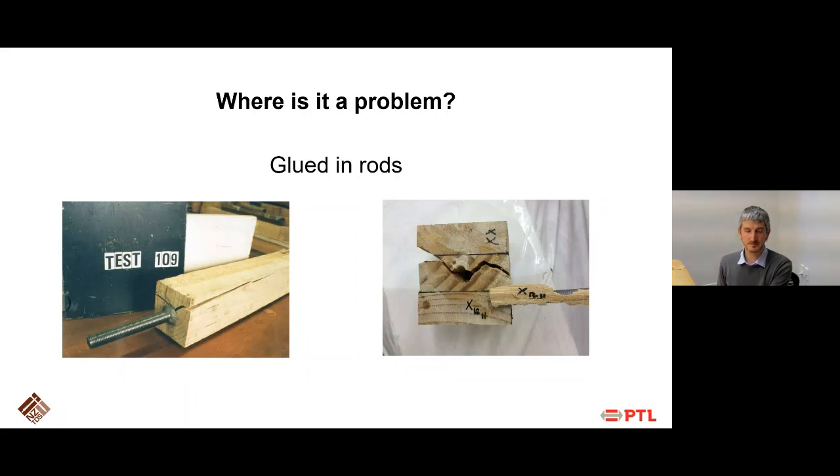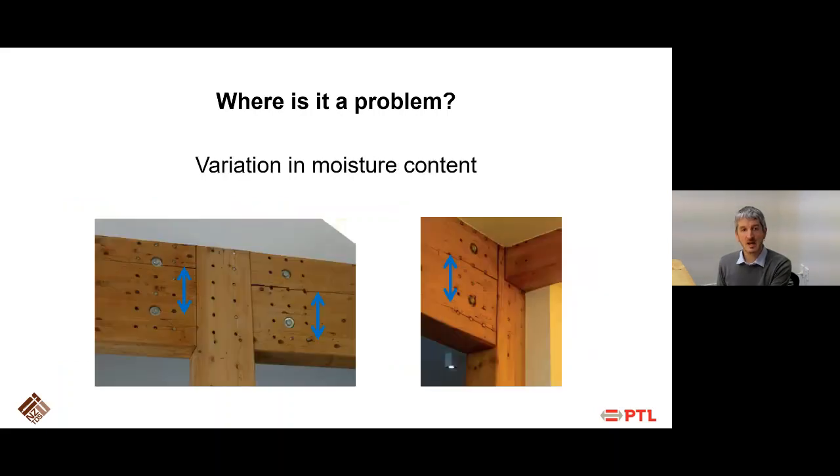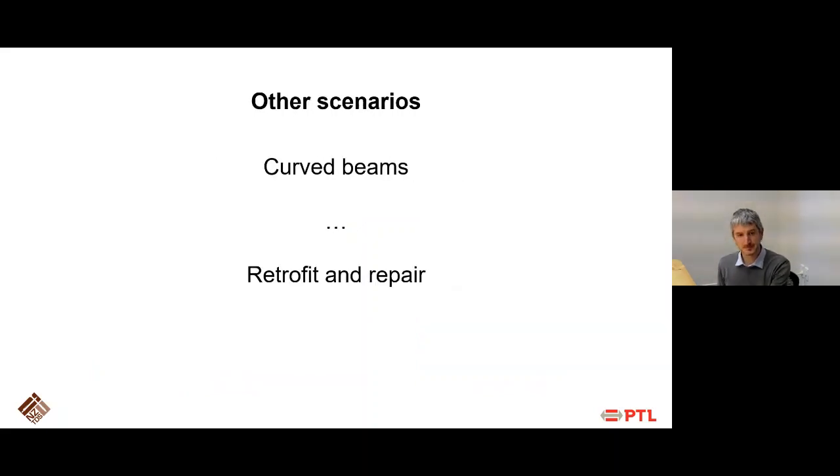They're not as typical, but they could occur, and there is ways to reinforce for this as well. Glued-in rods also have a tendency to attract brittle failure modes when they're heavily loaded. And when we have variation of moisture content. This is because timber is also a hygroscopic material, so it will absorb and release moisture and therefore shrink and swell. If you have a steel blade which prevents this movement, it will likely crack the timber open because the steel is preventing the timber from moving. The timber has no choice then to actually crack.